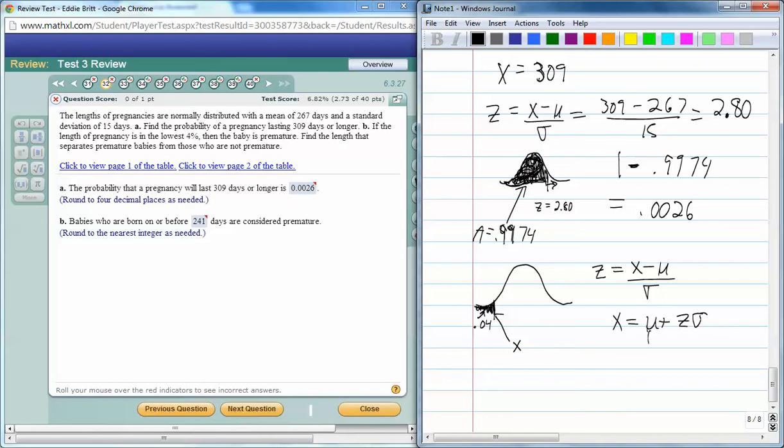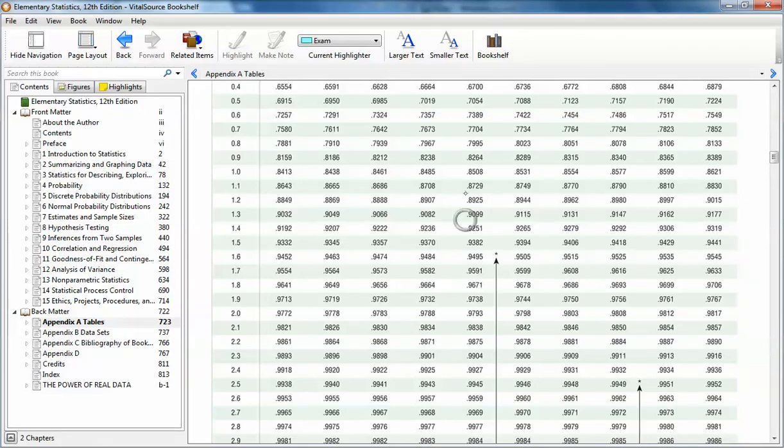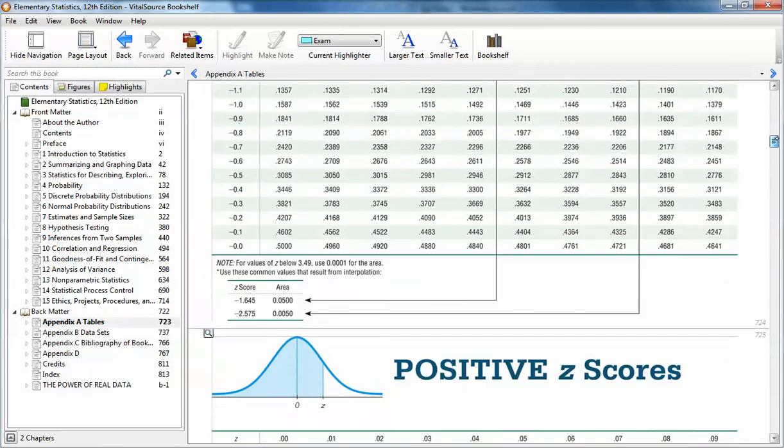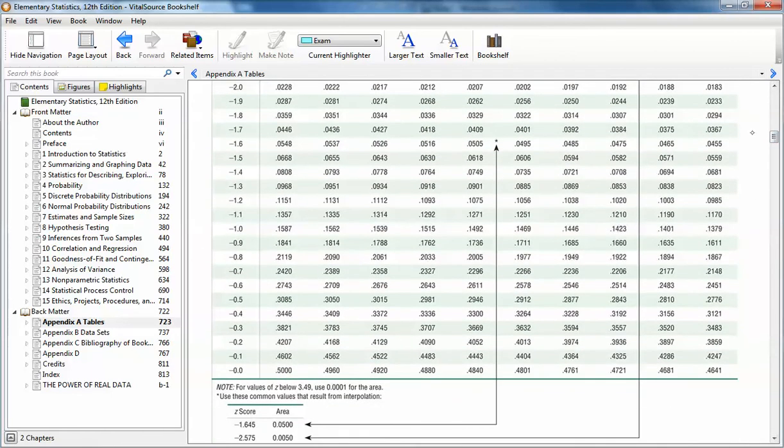Right? Again, we were given that the mean was 267. We were given that the standard deviation was 15. We just need to figure out what z-score corresponds to an area of 0.04. Let's go to our chart. An area of 0.04. So look at our z-score charts. We want to get as close to 0.04 as possible. There's 0.05. There's 0.04. Let's see how close we can get.